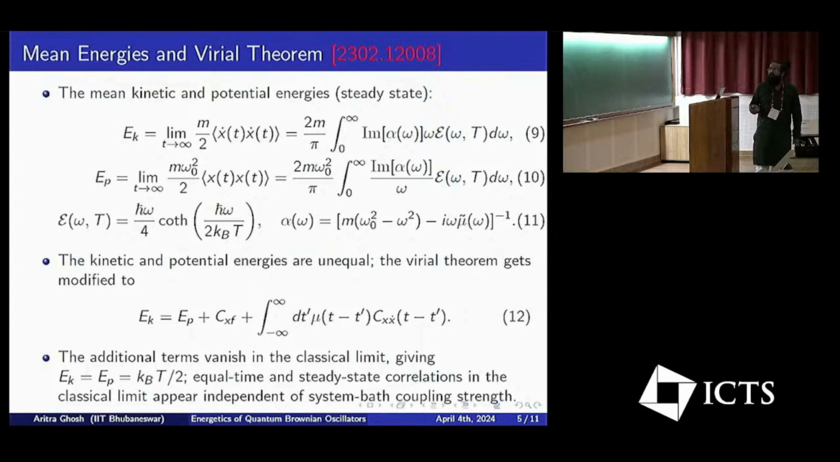A consequence of coupling to a heat bath is a virial theorem of this kind, where the kinetic energy is not equal to the potential energy, but you get terms like this. This term here is the long-time equal-time correlation of the position operator and the random force, which does not vanish for a non-Markovian scenario. This is essentially work done, and this is the work done due to the damping force. It turns out that if you take the classical limit, it doesn't matter whether you are taking a weak coupling limit or a strong coupling limit, you get the same result for the kinetic and the potential energies, which are k_B T over 2.